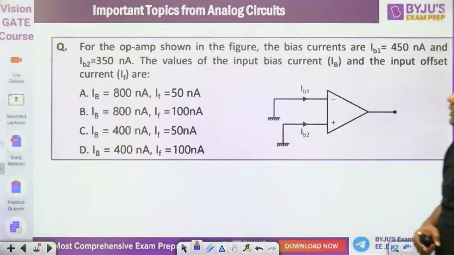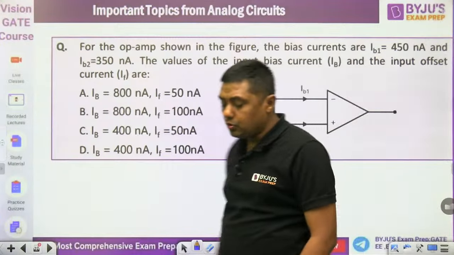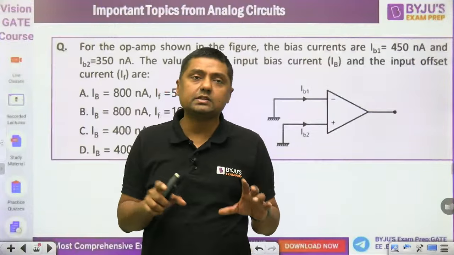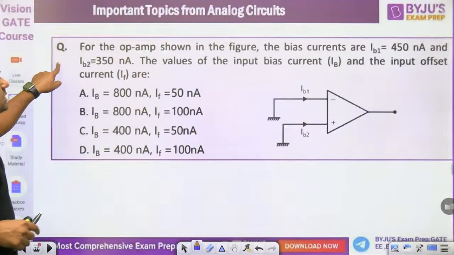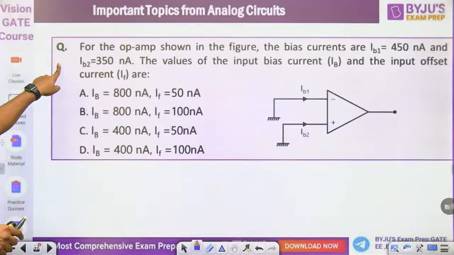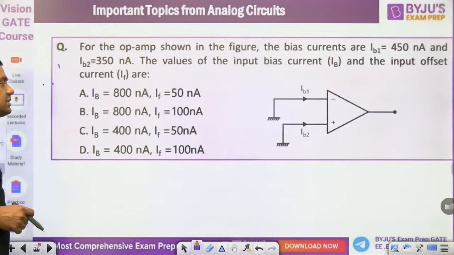Then, now this is the offset voltages and currents. Because in ISRO, we have to balance the operational amplifier. That's why they can ask this type of questions. Tell me, for the operational amplifier shown in the figure, the bias currents are 450 nanoampere and 350 nanoampere. What are the values of the input bias current and the input offset current?